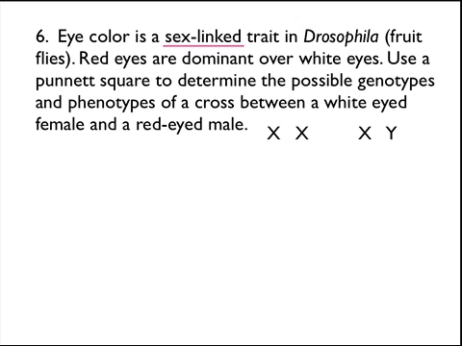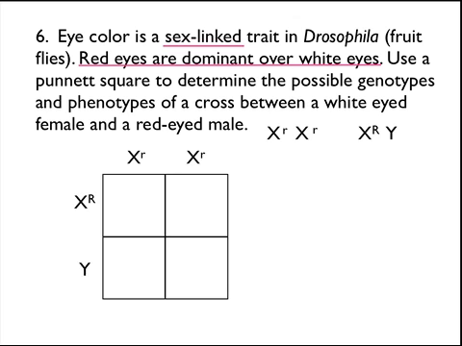Now it says that it is a white-eyed female and a red-eyed male, and that red eyes are dominant over white eyes. So in order to have a white-eyed female, she has to have both recessive genes, or little r's in this case. And the male has red eyes, so he's got to have a big R for red eyes because they're dominant. So we can set up our cross now and cross the flies.